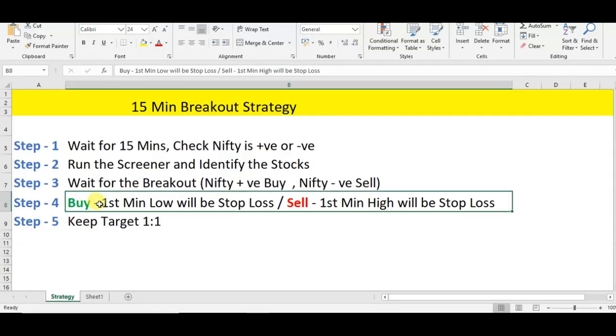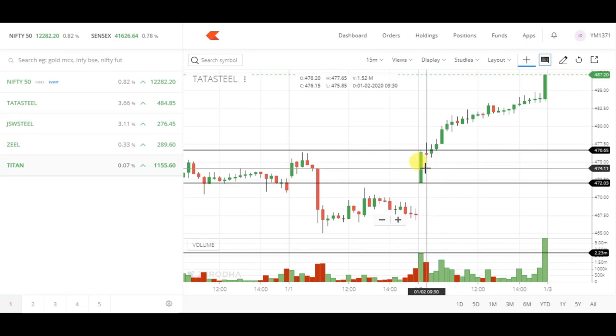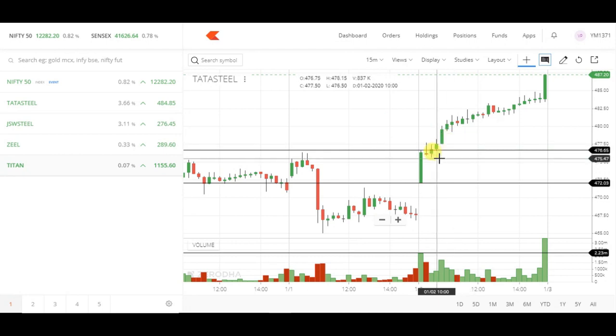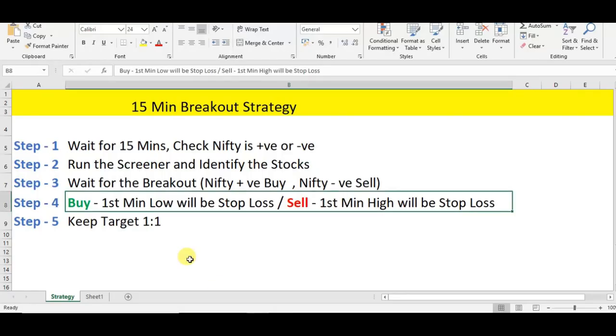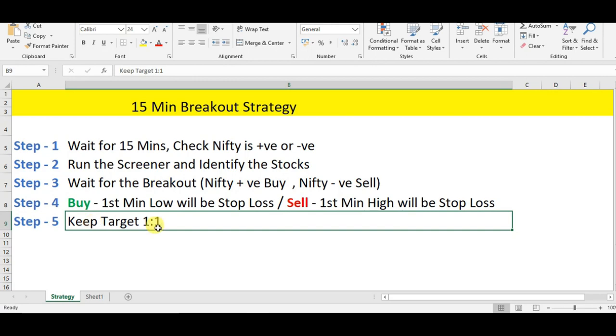The next step is, if we are on the buy side, then we'll keep the low of the first 15-minute candle as our stop loss, and if we are on the sell side, then we'll keep the high of the first 15-minute candle as our stop loss. If a further candle breaks the low of this candle, then we'll exit from the trade. But if none of the candles broke the low of this candle, then step 5 is to keep the target 1:1.